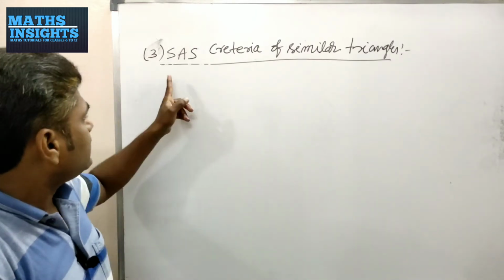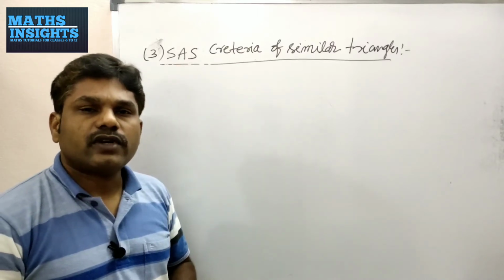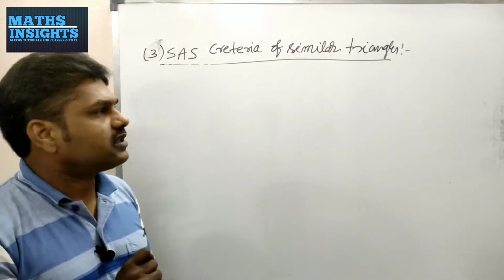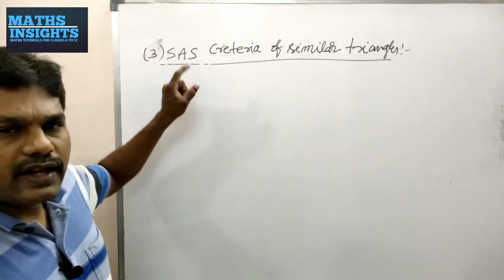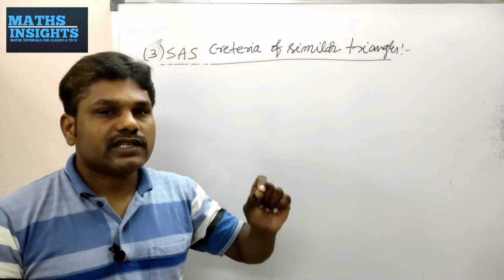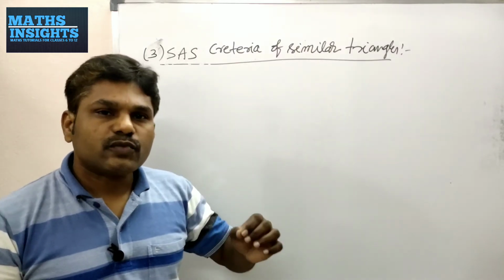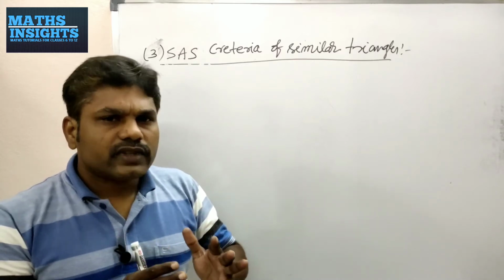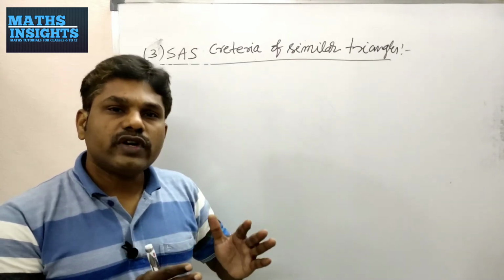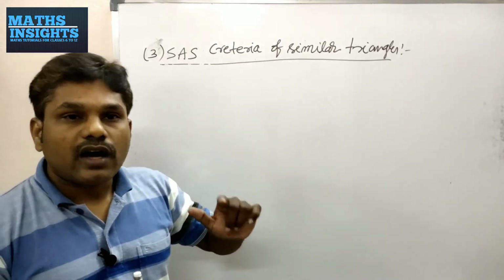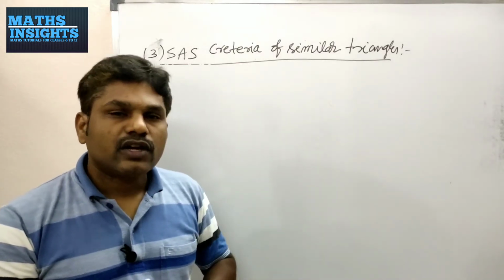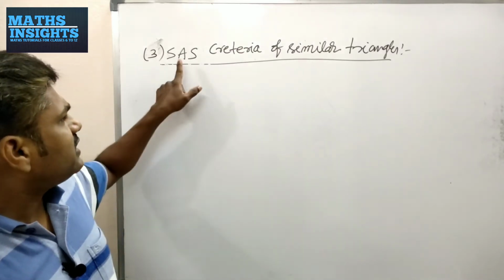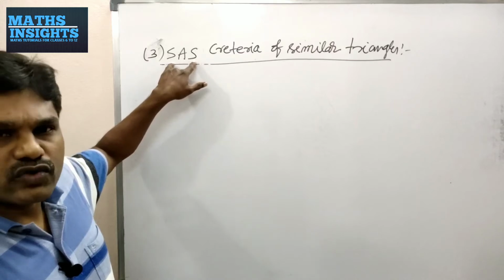The third one is SAS. It stands for side angle side. What it says is that if an angle of one triangle is equal to the corresponding angle of the second triangle, and if the sides which include this angle are proportional, then we say that those two triangles are similar. Very simple. This angle is in between the two sides.